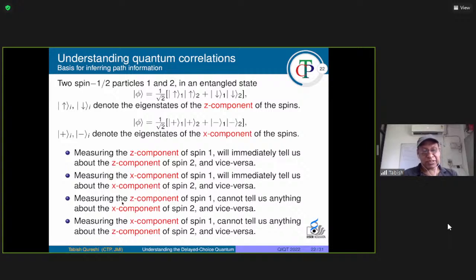But one should be very clear about this. Measuring the z component of spin 1 cannot tell us anything about the x component of spin 2 and vice versa. And measuring the x component of spin 1 cannot tell us anything about the z component of spin 2. So there is a correlation between the z component of both the spins and the x component of both the spins, but not between the z component of one and the x component of the other.